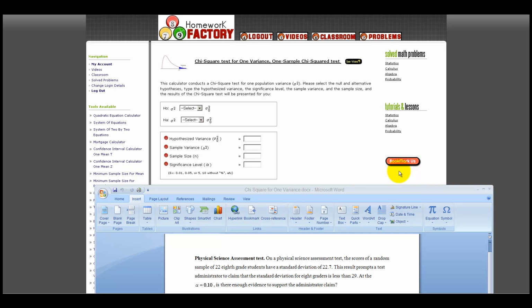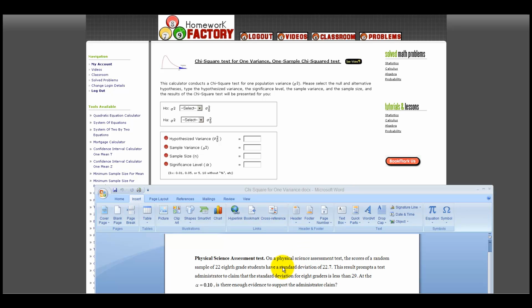This is a video to show you how to use the chi-square test for one variance. The idea of the test is essentially to test sample data against your belief of what the variance of a population is. So, for example, let me read a concrete example that you could find useful, and then you can use the software, our solver, to solve it.